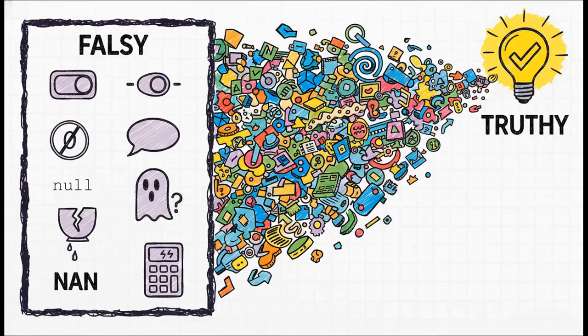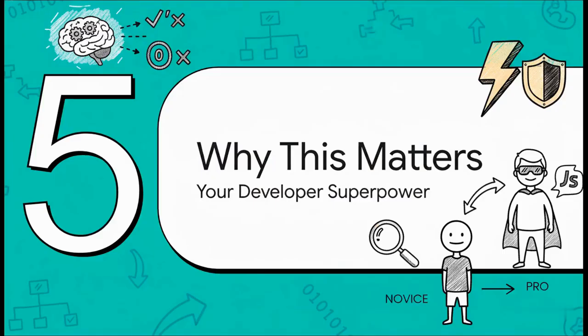And finally, the Boolean rule. Now, this one is mostly just a little bit of memorization. There are only 6 specific values in all of JavaScript that will ever turn into false. We call them falsy values. And that includes things like NaN, which stands for not a number. Everything else in the entire language, and I mean everything, including an empty object or an empty array, is considered true.